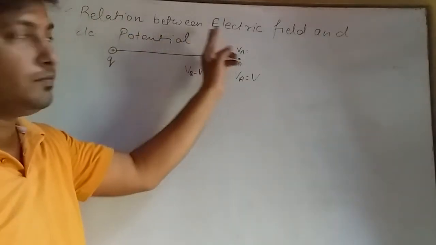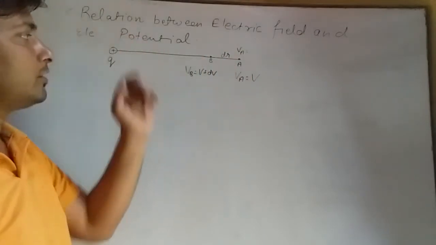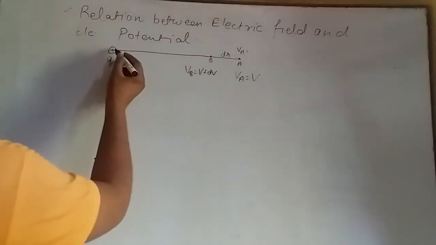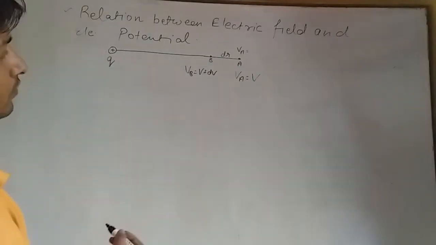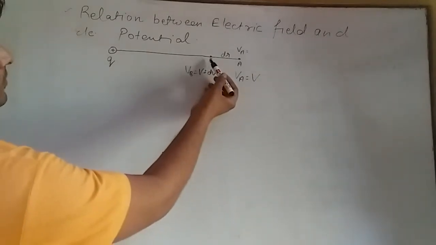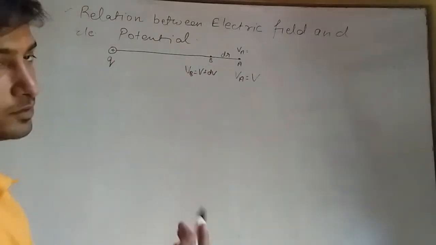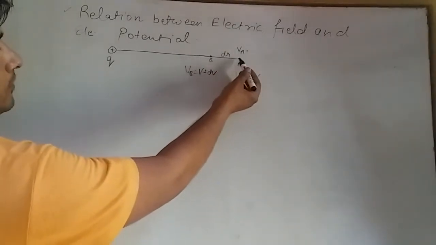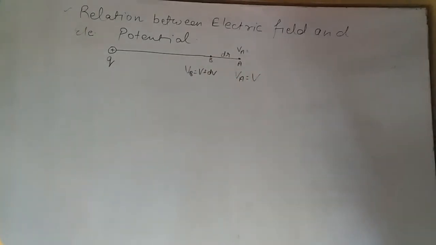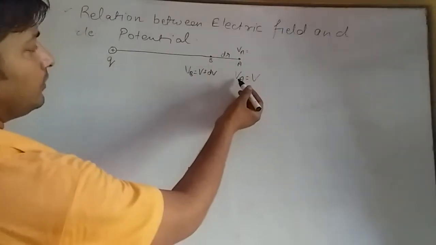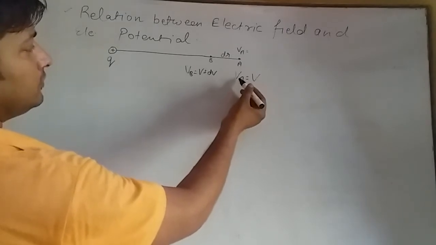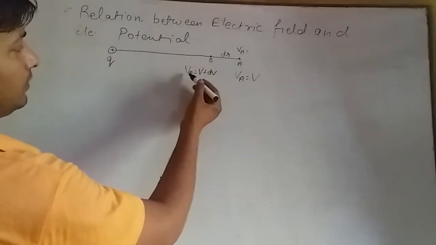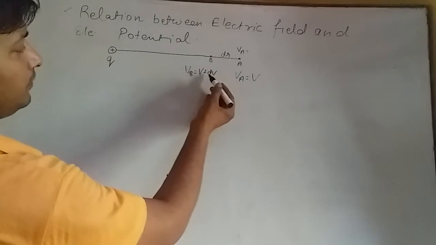See here the relation between electric field and electric potential. Here we take a source charge plus Q, and this produces an electric field. We take 2 points here, point A and B, and the potential at point A is called VA, and this is equal to V. Potential at point B is VB, and this is equal to V plus dV.